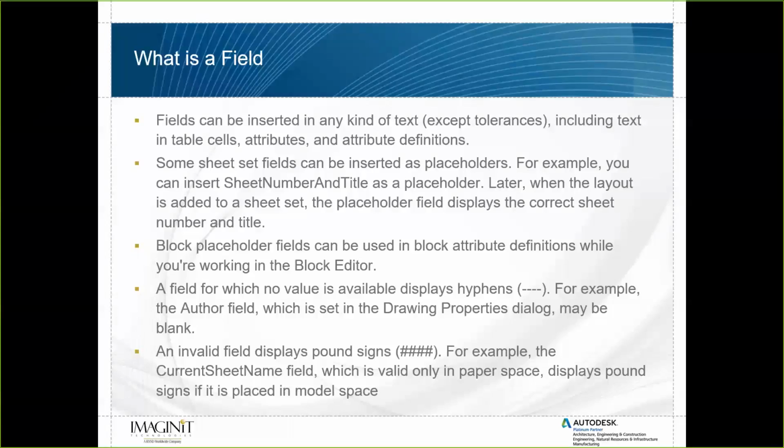A field for which no value is available displays hyphens. For example, the author field, which is set in the drawing properties, may be blank. An invalid field will always display pound signs. For example, the current sheet name field, which is valid only in paper space, displays pound signs if it's placed in model space. So those are the two things to know. If you have hyphens in a field, that means you don't have the field data that you need to connect to, or you don't have the data populated in the background of your drawing. And if you have an invalid field, which displays all pounds, that means it's an invalid set of information.